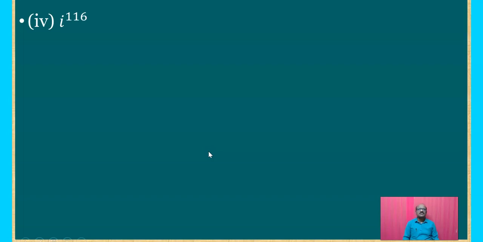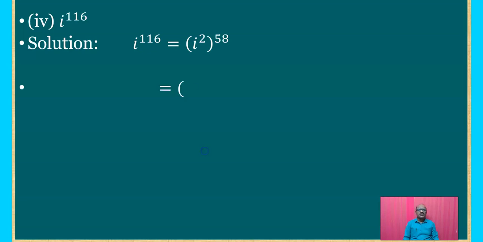Next is i^116. Again, it can be written as (i²)^58. i² is -1, (-1)^58, that is +1.